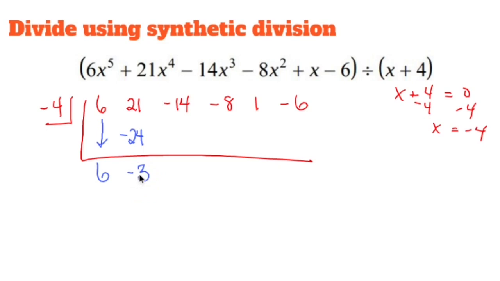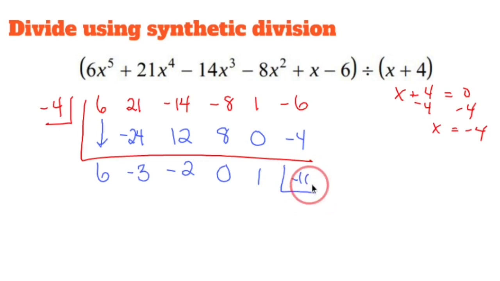And now it's just repeat, repeat, repeat. -3 times -4 is +12. Add them up. -14 plus 12 is -2. Multiply. -2 times -4 is +8. Add them up. -8 plus 8 is 0. Multiply. 0 times -4 is 0. Add these up. You get 1. 1 times -4 is -4. Add these up and you get a remainder of -10.